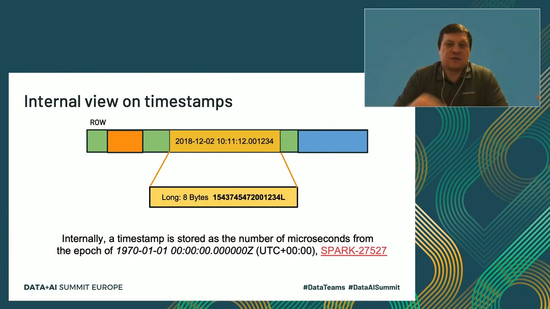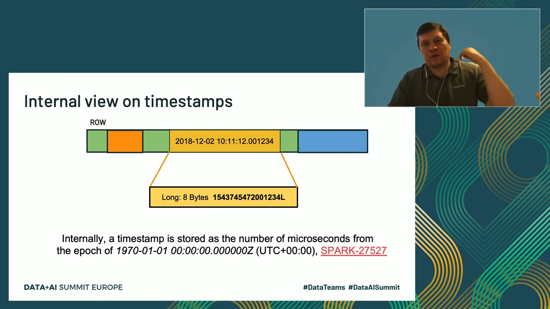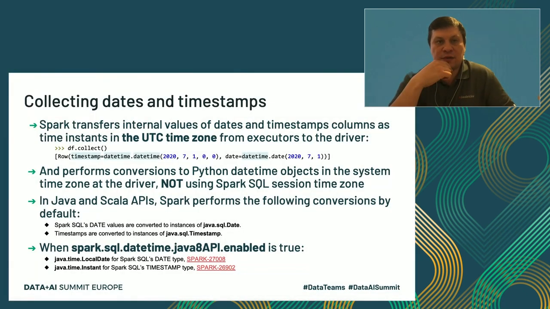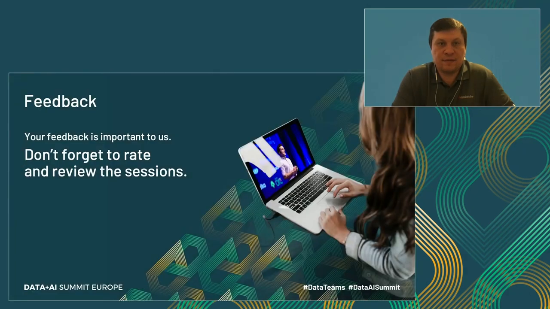As for dates, the internal view: Spark stores timestamps as an offset from the epoch, stored as 8 bytes, pretty similar to dates. Collecting timestamps and dates have similar behavior. The only difference is that instead of a local date, you have to set the instant type. And you can switch the behavior using the Spark SQL Java 8 API config. Yeah, thank you very much.